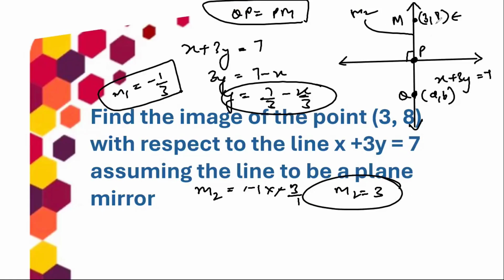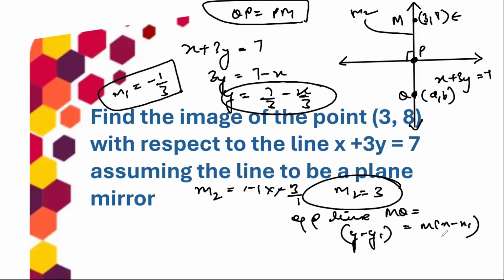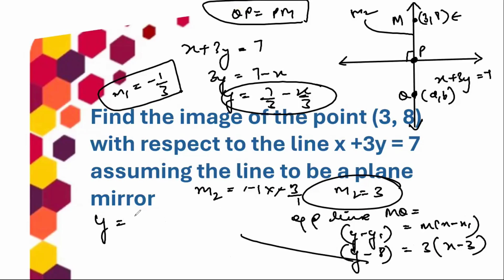And there is a point (3, 8). Whenever we have a point and the slope, we can easily find the equation of line MQ. The formula is y - y1 = m(x - x1). Y1 is 8, the slope is 3, and x - 3. When we sort this out, y = 3x - 9 + 8, and -9 + 8 is -1. So this is the equation of this line.